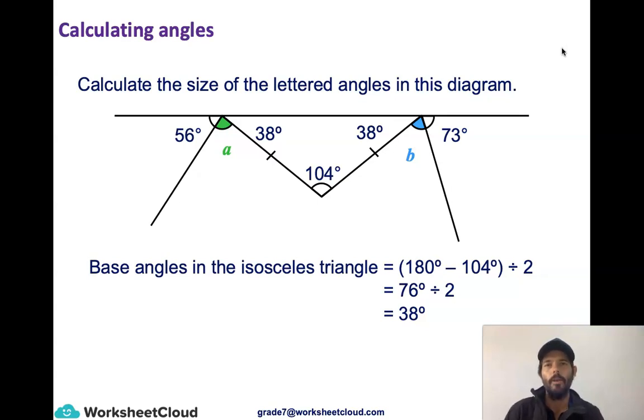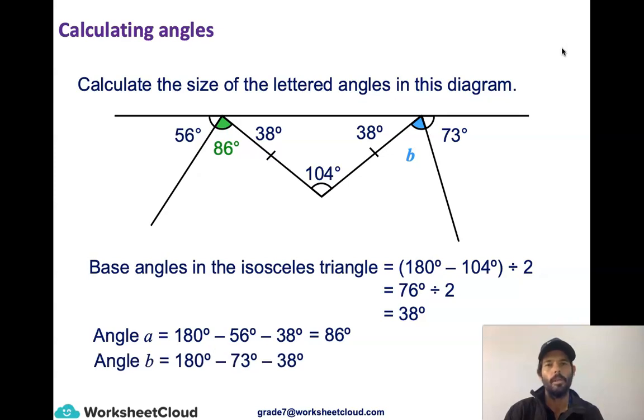From there, I know that angles on a straight line add up to 180. So 56 plus A plus 38 must equal 180. And if I work that out, A is going to be 86. Okay, and B is the same. 38 plus B plus 73 must be 180. So once I subtract 38 and 73 from 180, I get 69 degrees. And now I've filled in the angles that I need to know.